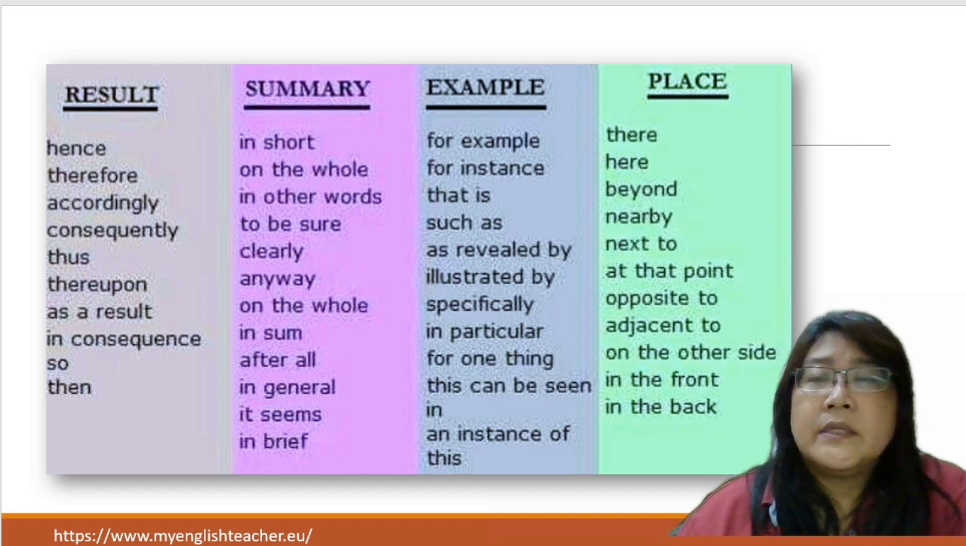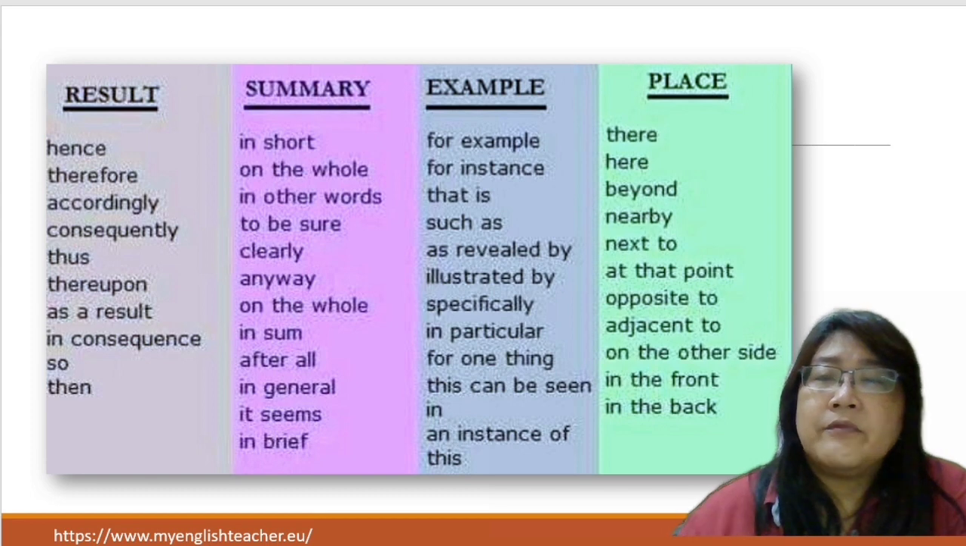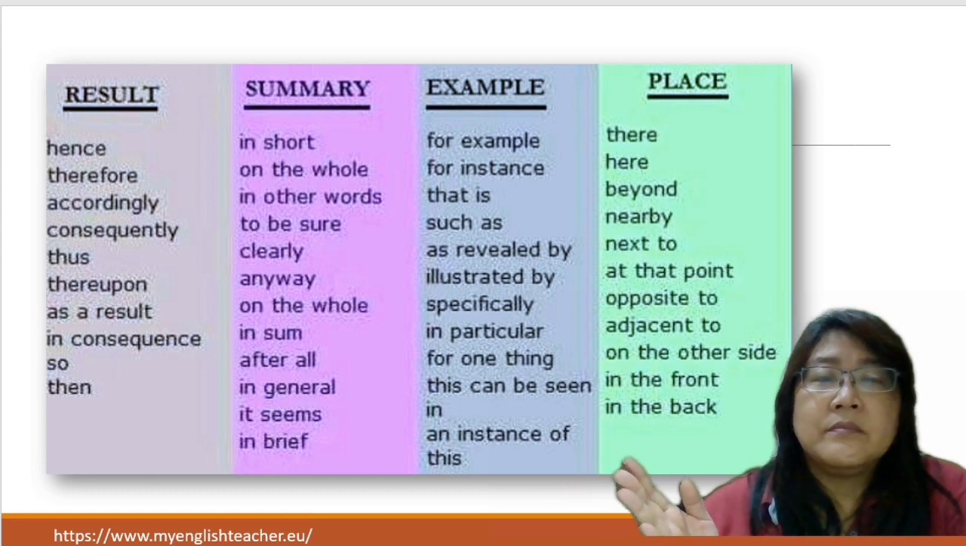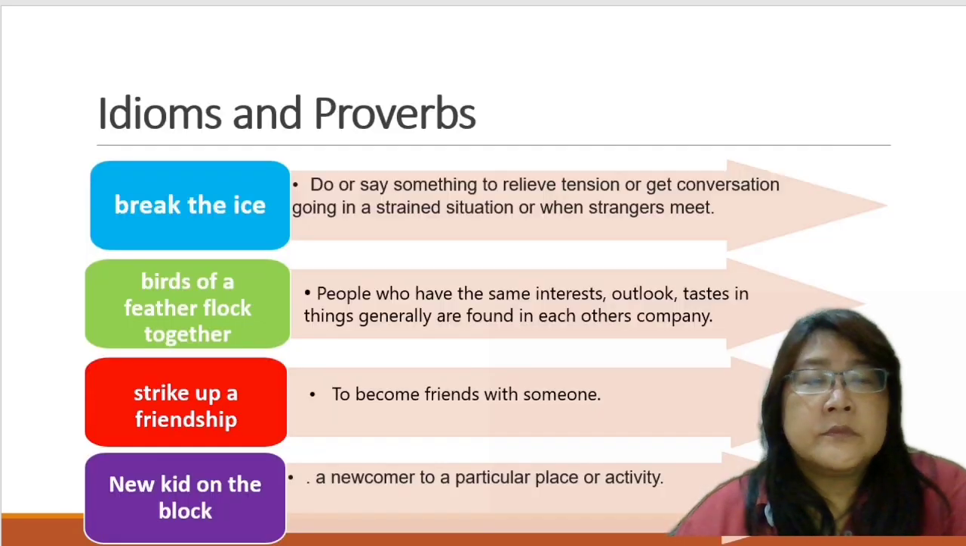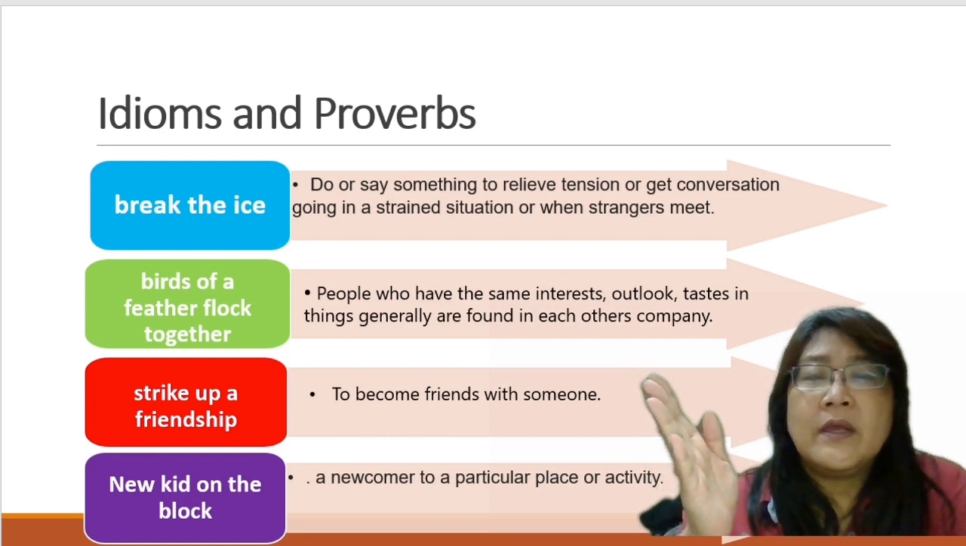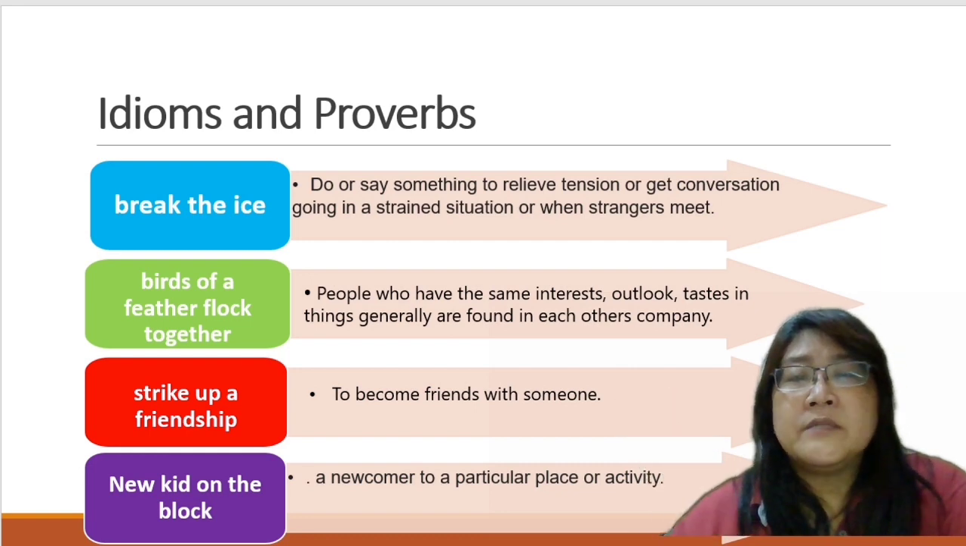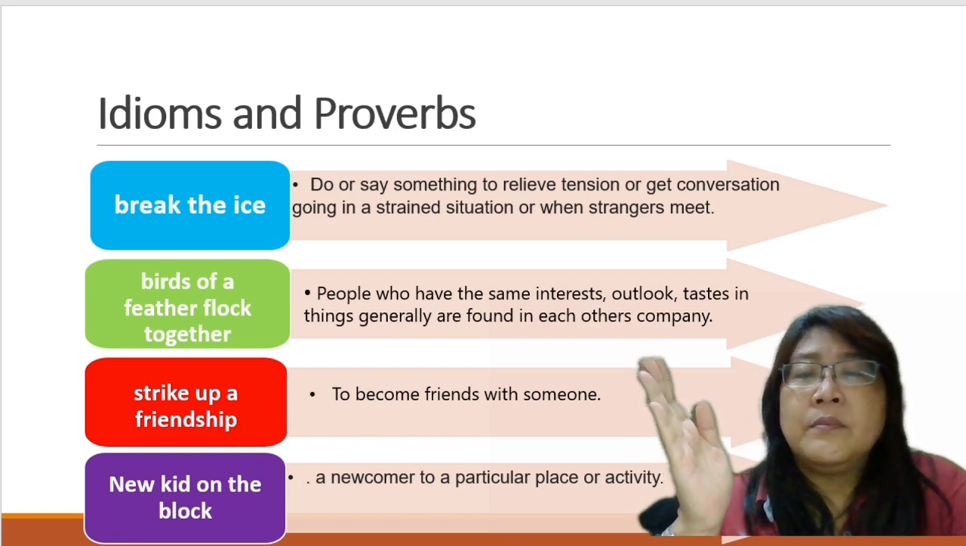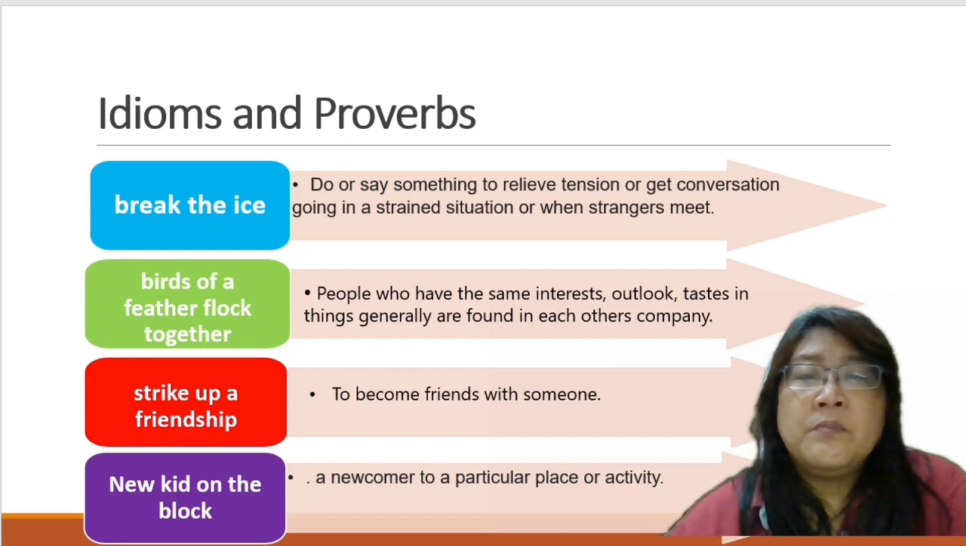There are some more connectors here, or conjunctions, such as results, summary, examples, and place. To make your essay better, you can use idioms and proverbs. For example, the first one is break the ice. Break the ice means to do or say something to relieve tension or get a conversation going in a strained situation or when strangers meet. The second one is birds of a feather flock together. People who have the same interests, outlook, and taste in things are generally found in each other's company.